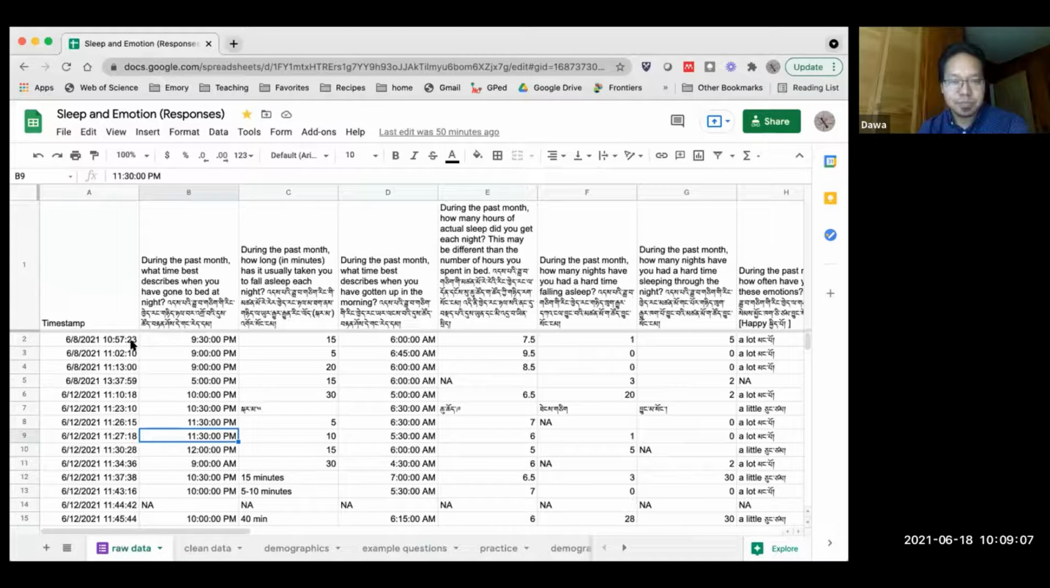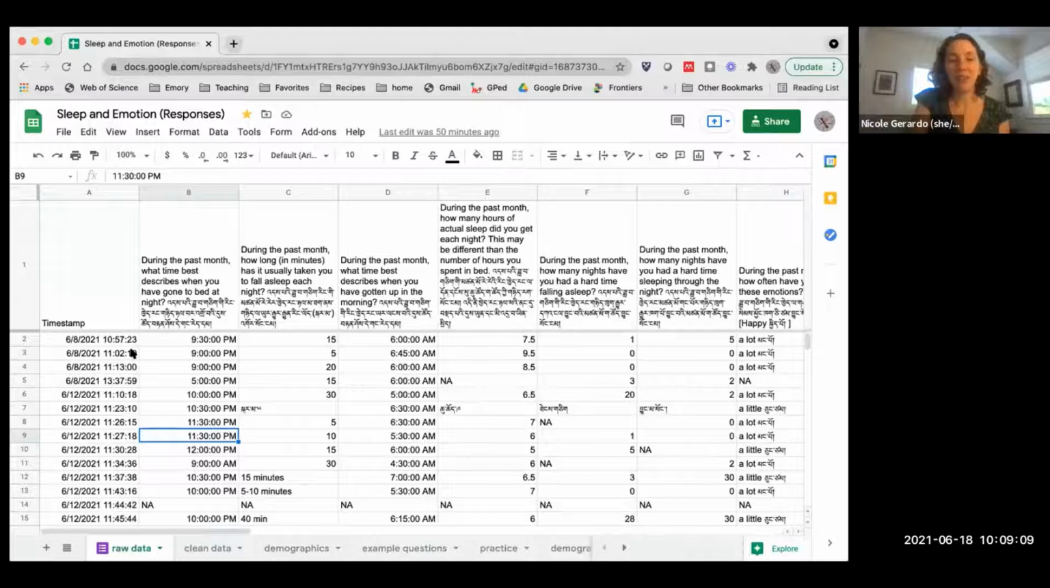So my daughter, who is row 3, goes to bed about 9 p.m., which is 9 o'clock in the evening. She falls asleep very fast in 5 minutes, and she wakes up at 6:45 in the morning.